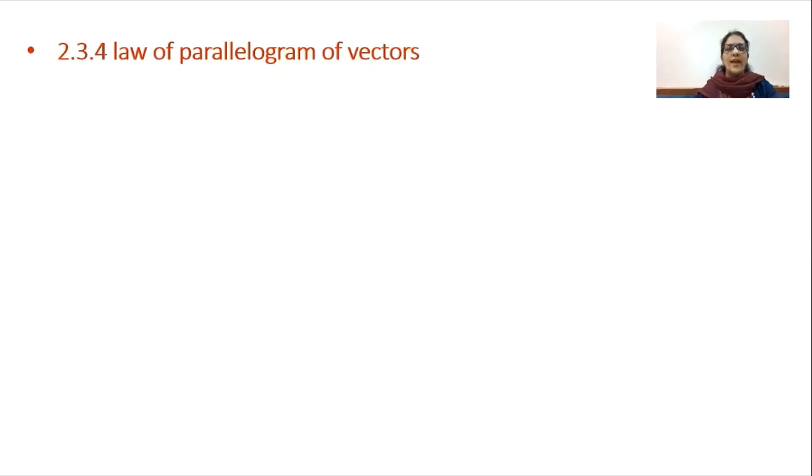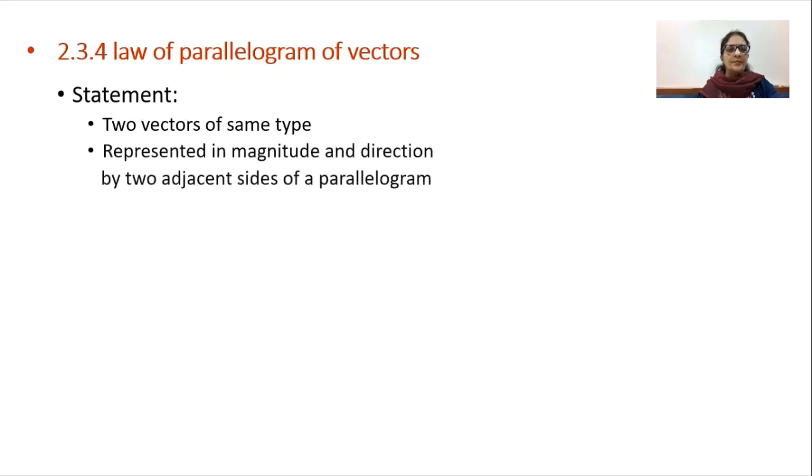Second method of adding the two vectors which are inclined to each other is law of parallelogram of vector addition. So again we will see what is the statement. We will again split the statement into different parts. First thing, two vectors of same type as usual. In all the earlier additions we saw that two vectors which are to be added should be of same type. Then these two vectors are represented in magnitude and direction by two adjacent sides of parallelogram.